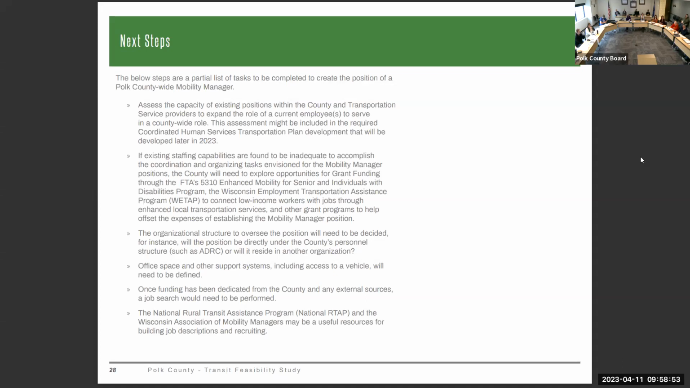As suspected, ADRC has someone who works part of their time as a mobility manager, I think, but it's not specifically for the county-wide services. And so I think that's really important, that you have to have somebody that can weave those pieces together from an overhead view. Structure would need to be decided, and I think there's a proposal for that, and office space and some other things.